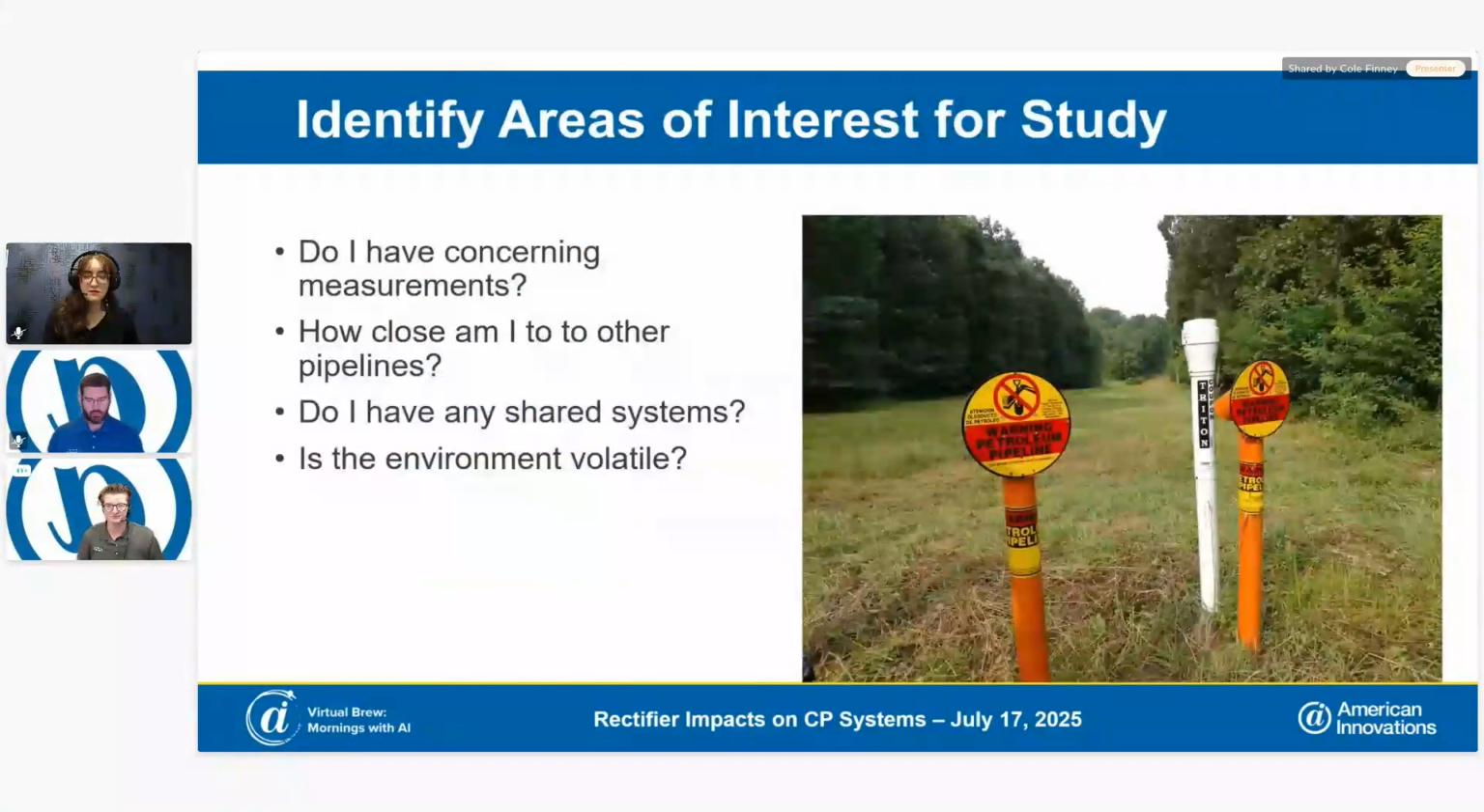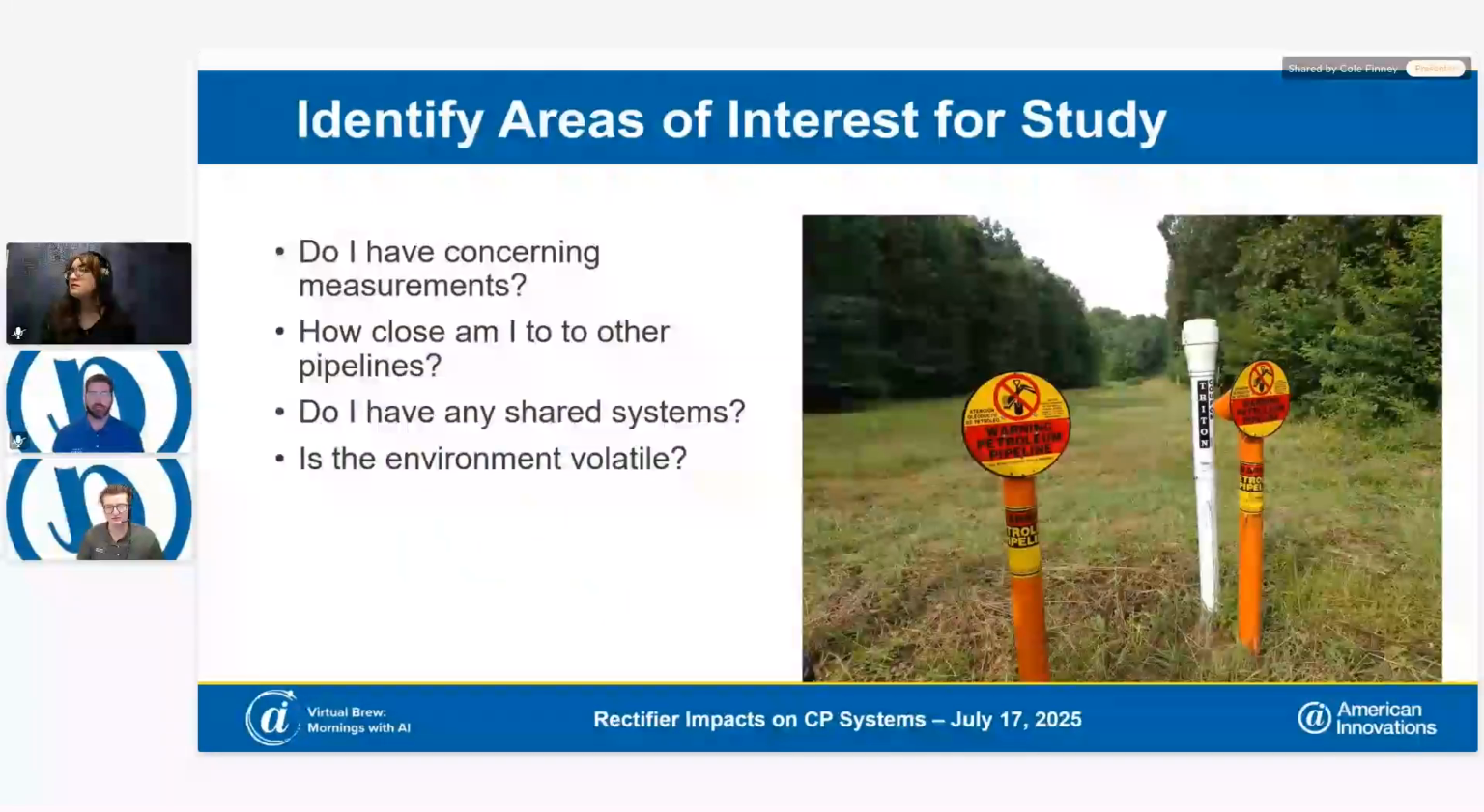So how does this start out? You're going to want to identify an area that you want to study. Usually this means I ran a pig and found a large amount of metal loss in a certain area, or I performed my periodic and annual survey and my measurements were off by several hundred millivolts, where I wasn't expecting it or outside of criteria. So you may see my measurements are pretty wacky, concerning. There's something I need to investigate.